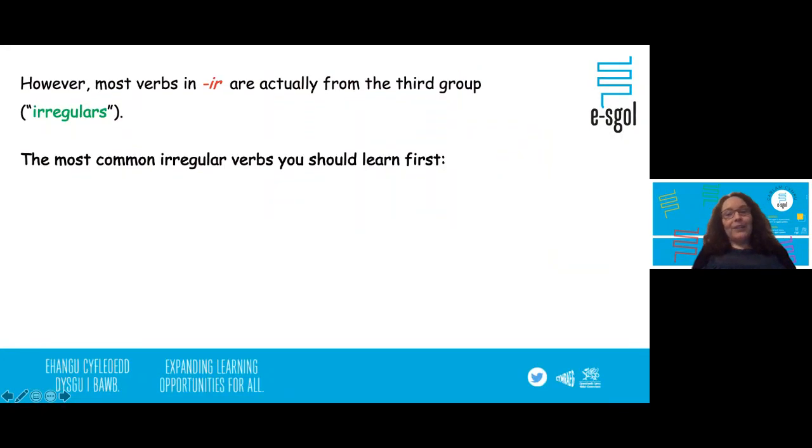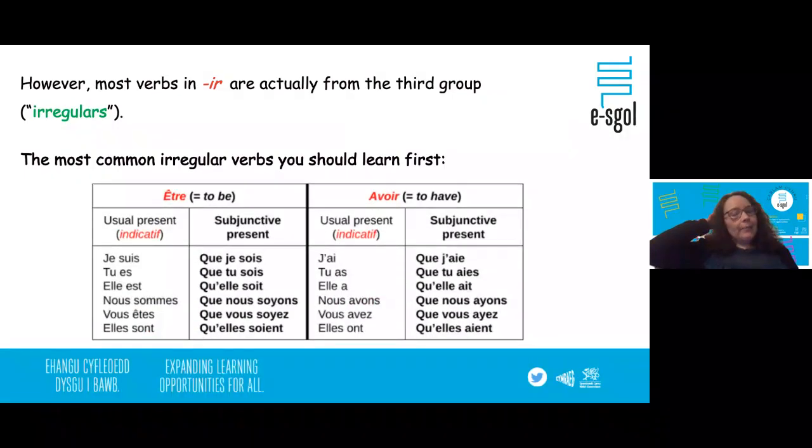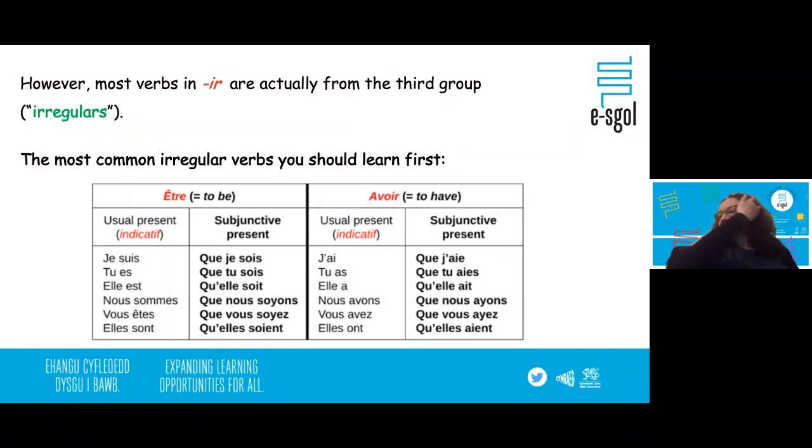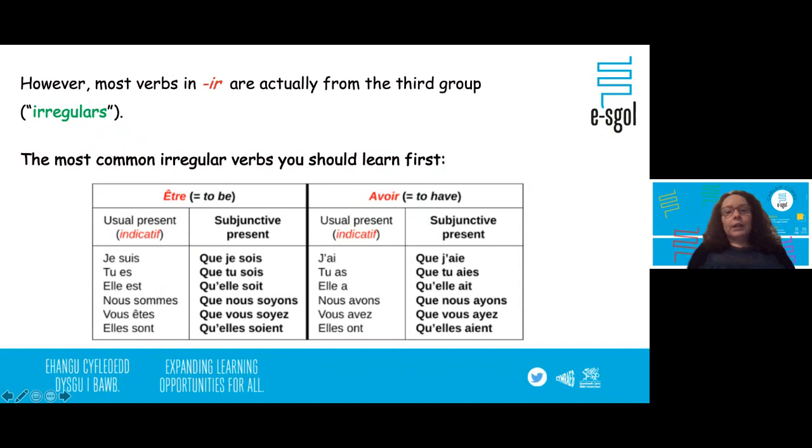However, as ever, there are irregulars, okay? So les irréguliers. And I would say the most common ones and the ones that you should learn first are être and avoir. So we've got the indicative there, which you know anyway, and then the subjunctive. So for example, que je sois, que tu sois, qu'elle soit, que nous soyons, etc. And then we have que j'aie, que tu aies, qu'elle ait, etc. there. Okay, so I would certainly advise you to learn these two verbs.